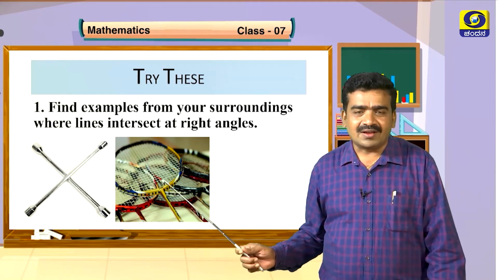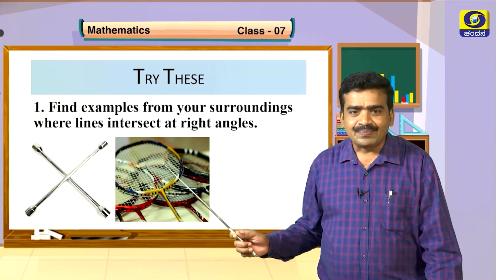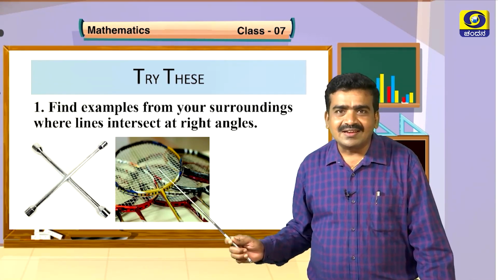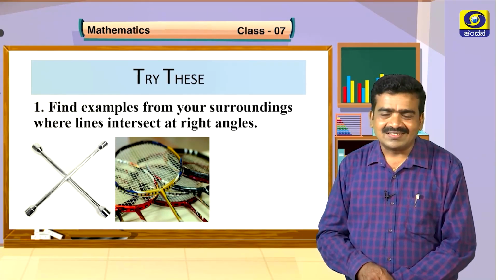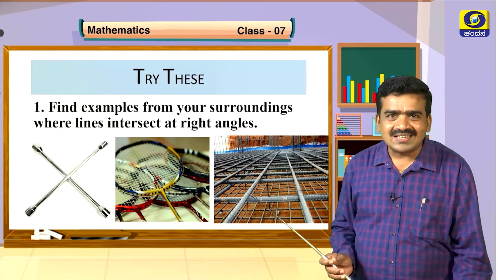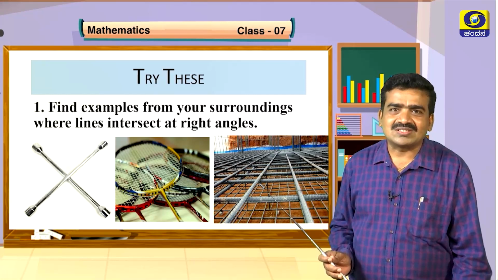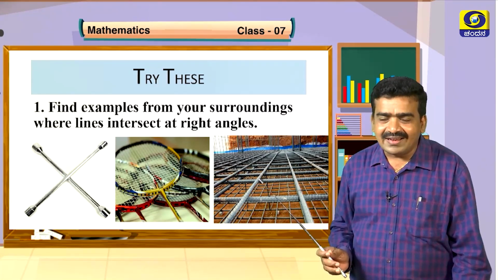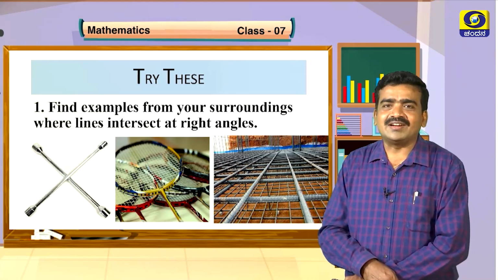It is a racket used for badminton or shuttlecock playing. Here in this case also, the wire which is tied to the racket will be 90 degree to each other. Here one more situation you are seeing. Yes, we can see this structure in the construction of building. Here the iron or steel, they are laid or tied exactly 90 degree to each other.